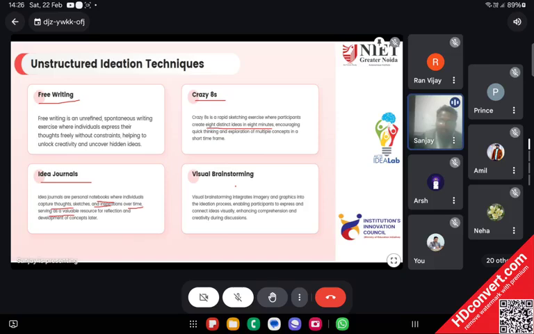Then visual brainstorming, that is also brainstorming. There will be graphics and imagery in the ideation process, enabling participants to express their ideas visually. Like I just kept figures in it, that if we want to ask a question, we make something visual so that it looks like a question. That is visual brainstorming. So anyone can correlate or connect with that specific problem.